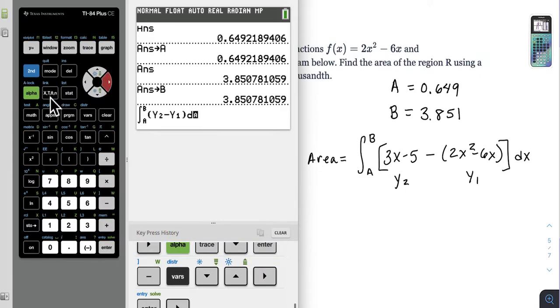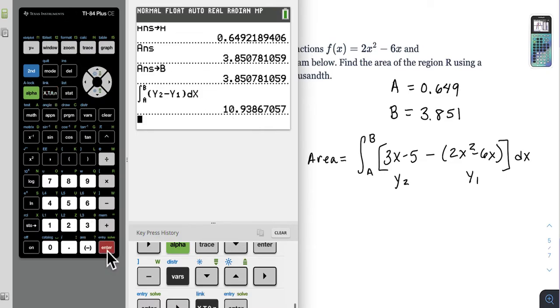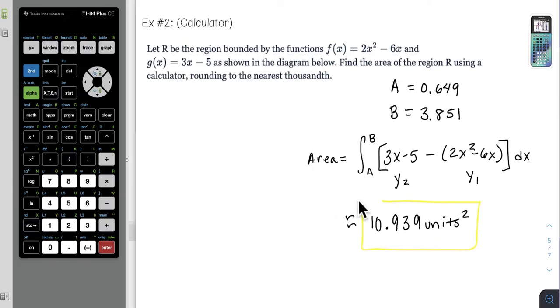And our variable there is x, so I'll put that in, and then hit enter, and the answer wanted it to the nearest thousandth, so I would say that is 10.939 units squared, right? It's area, so units squared.